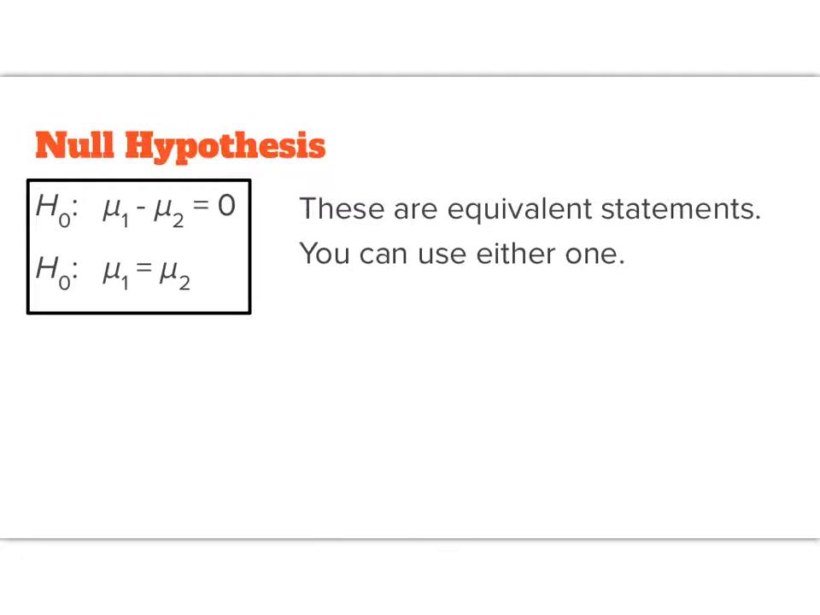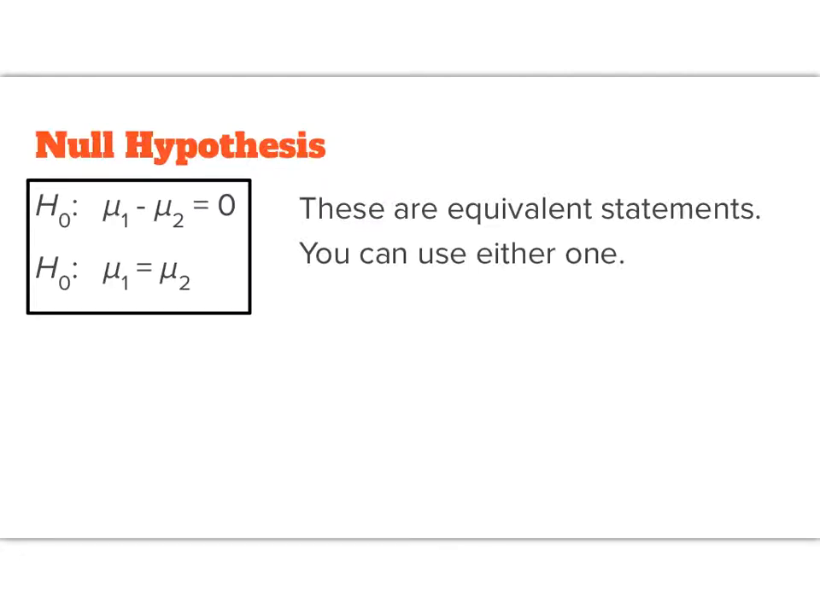So what do we put for the null hypothesis? Well, you've got two choices. It really doesn't matter which one you use. They are equivalent statements. You could say that the null hypothesis is that mu1 minus mu2 is equal to 0. Or using a little bit of algebraic manipulation, you could say that mu1 and mu2 are equal to each other. Go ahead and use either one. It doesn't matter. They mean exactly the same thing.